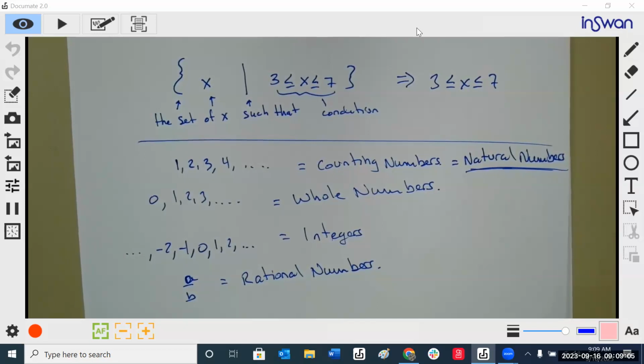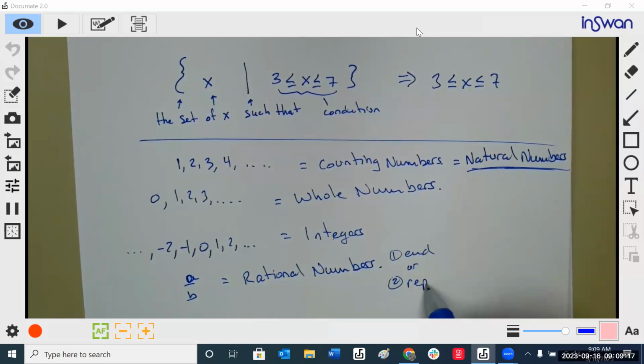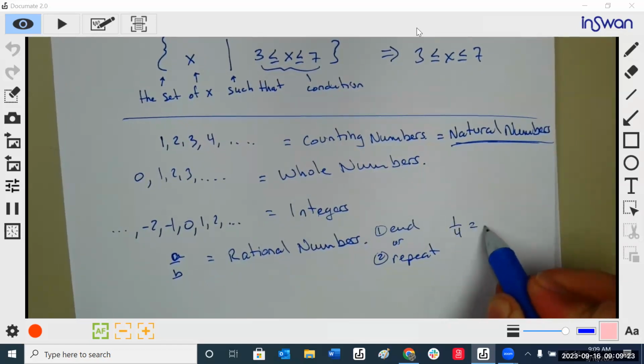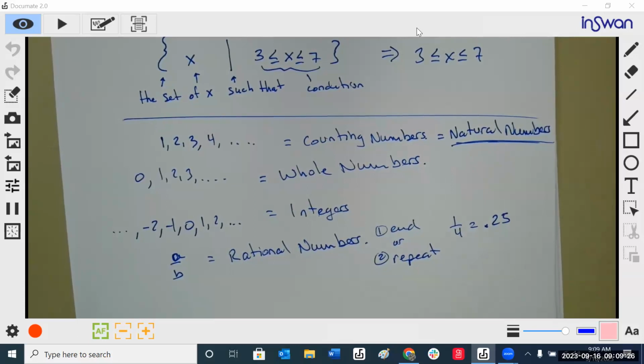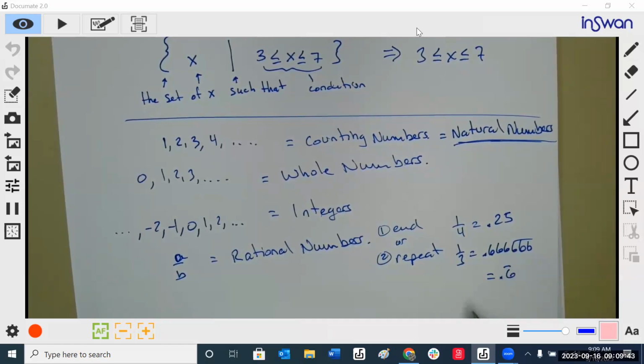Rational numbers are decimals that end or repeat. In other words, if I give you 1/4, that's 0.25. It's terminating. It ends. Or I can give you 1/3, which is 0.6666666 forever. And in order to show that, we just write 0.6 with a line above it, which means it goes on forever. So those are the rational numbers.